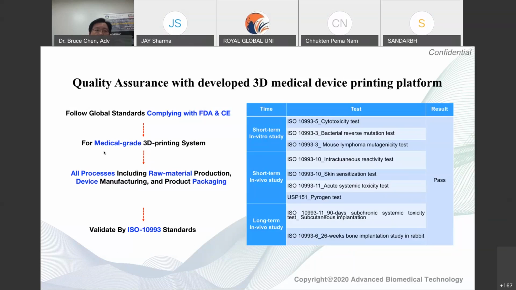And all the processes, not only the SOP but also including the raw material, the device manufacturing process, and the product and packaging process, all the procedures need to be qualified with ISO 13485. So in the table, you can see we not only do the filament raw material testing, we also do short-term in vitro study and long-term in vivo study for medical device purposes.